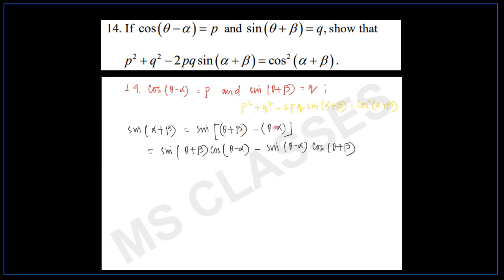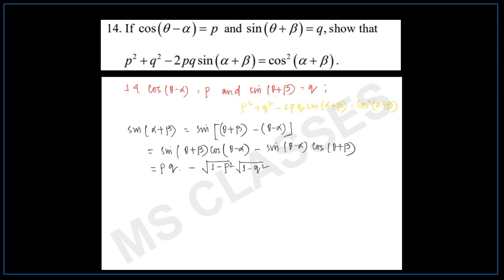Sine A minus B formula: sine A cos B minus cos A sine B. Now we substitute the values. What is sine theta plus beta? Given Q, into cos theta minus alpha, that is given P, minus sine theta minus alpha, that is root over of 1 minus cos square theta minus alpha. So that we can write root over of 1 minus P square into root over of 1 minus Q square.